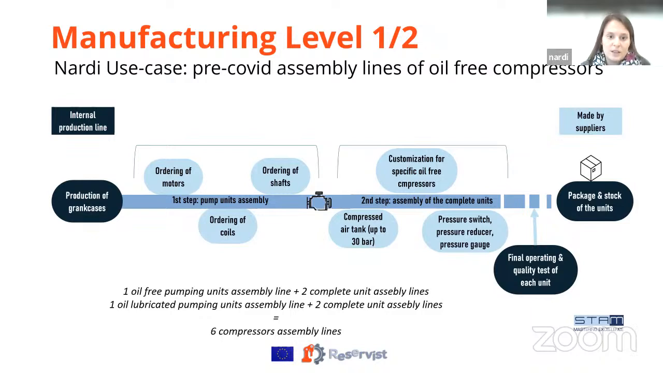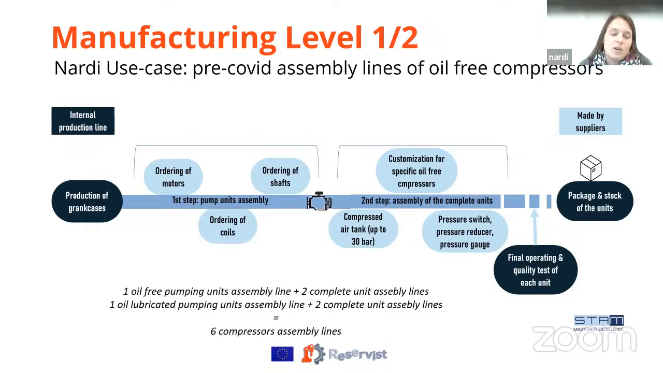Usually we are divided into two sectors inside our production department. When COVID came, we had a particular organization where the first step is ordering the electric motors, the shafts and the coils for assembling the engines in our production. The second step was to assemble the complete compressor, as you may see in this scheme, where we put the customization for each customer. Then we assemble the final compressor with all the accessories like the pressure switch, the pressure reducer and pressure gauge, and then we pack all the goods and ship to our customers.